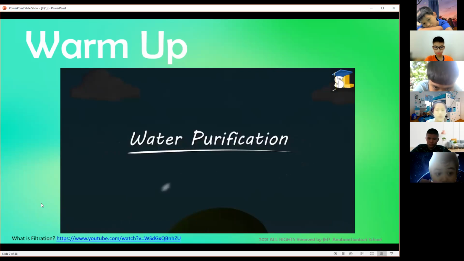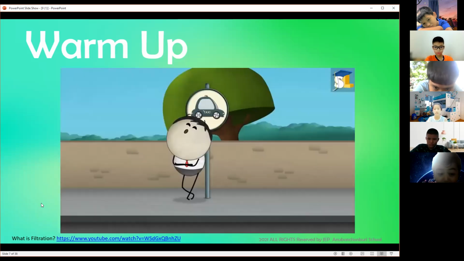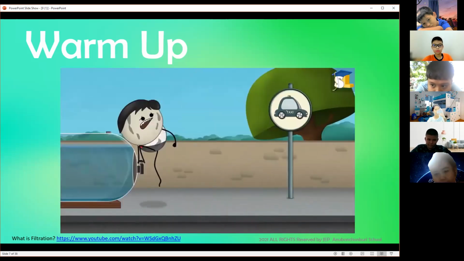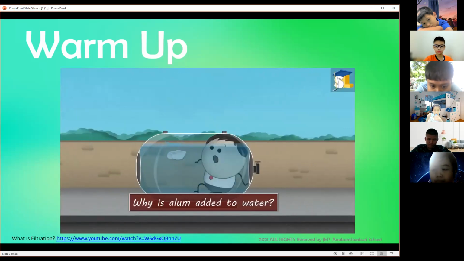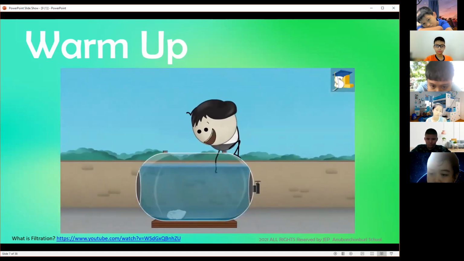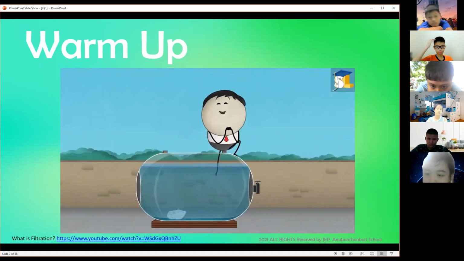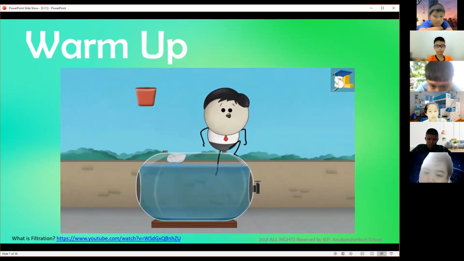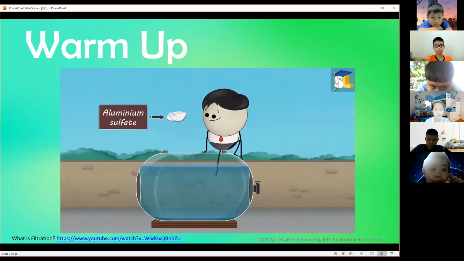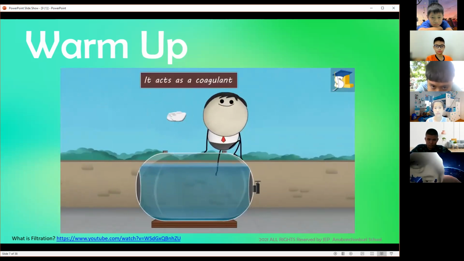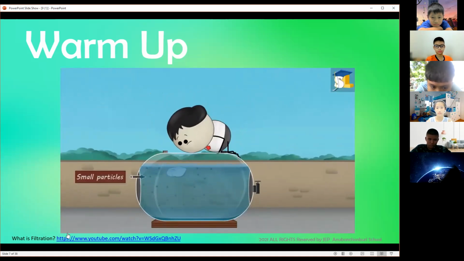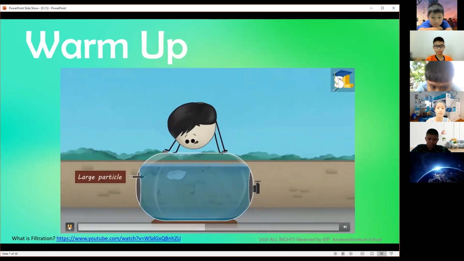Topic: water purification. Why is alum added to water? Aha! Because water does not like to be alone. It wants somebody's company. Nah. Alum is added to purify water. Alum is aluminium sulfate. It acts as a coagulant. A coagulant attracts and binds with extremely fine and small particles to form a large particle.